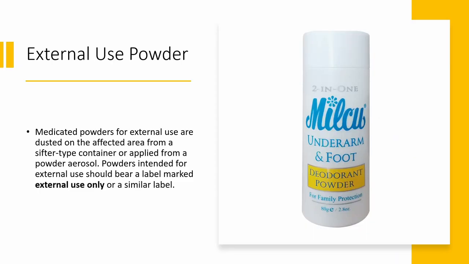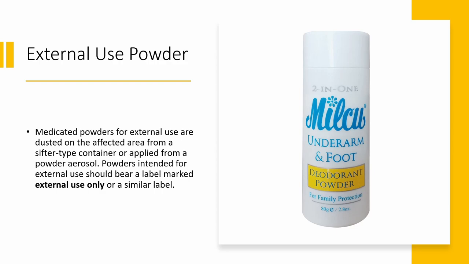What you see on the screen is a type of sifter-type container in which you can sift powder over an external part of your body. If you know what face powder looks like, not pressed powder, but face powder like Johnson's baby powder, those are what we call sifter-type containers, in which you can tap them to release the powder, and the powder would spread through the air and eventually land in a specific area.